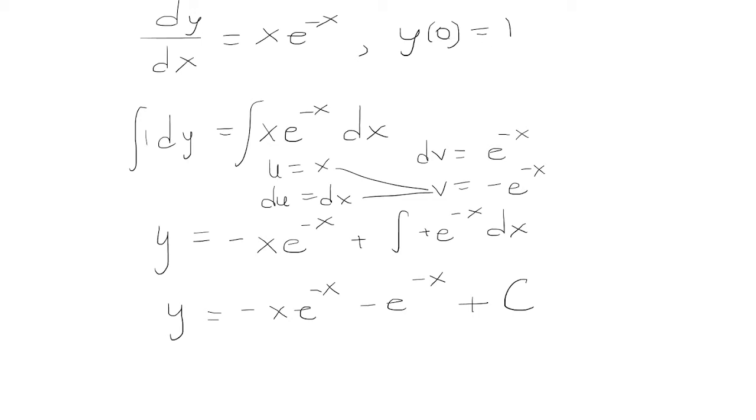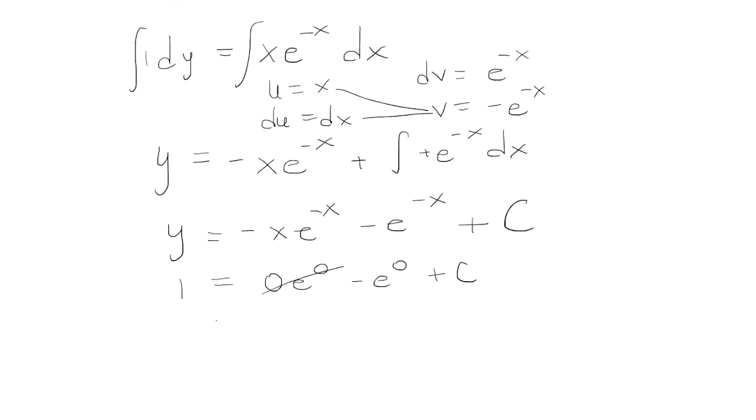Plug in the initial condition. So if x is 0, y is equal to 1. Well, 0 times e to the 0 is just 0. Negative e to the 0 is negative 1. So we have 1 is equal to negative 1 plus c, and so c is equal to 2. So the final solution is y equals negative x times e to negative x minus e to negative x plus 2.